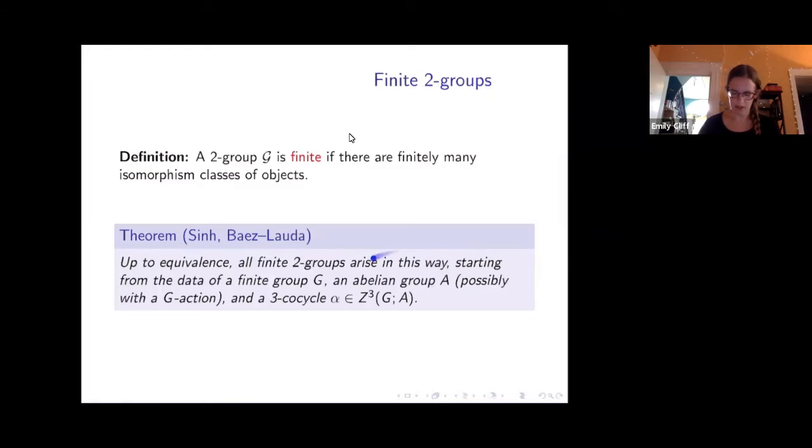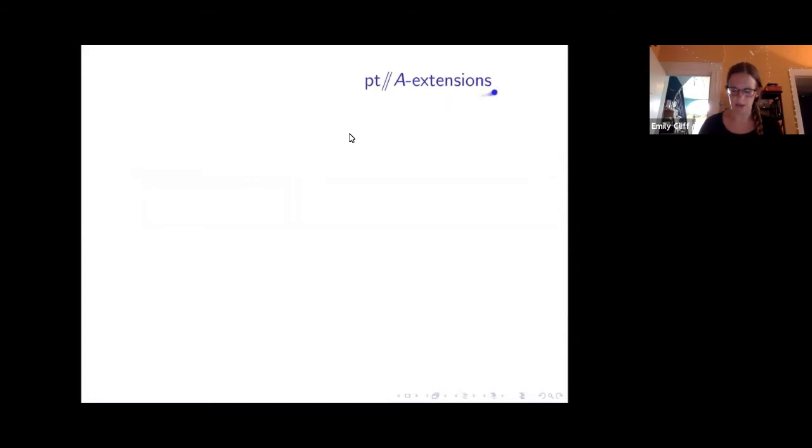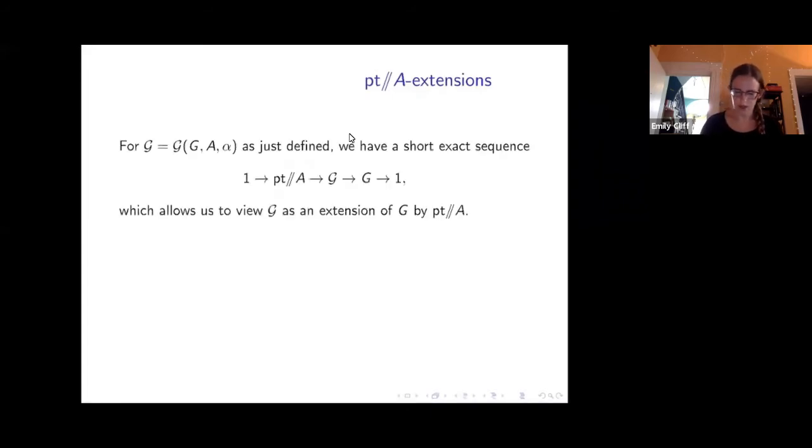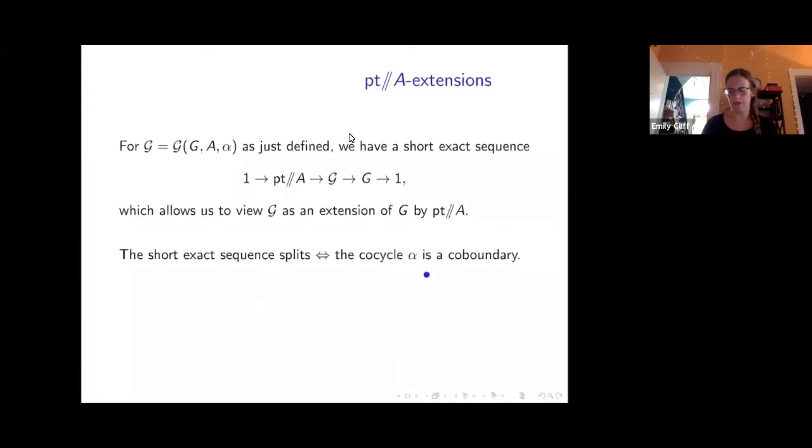And one way to think about this classifying data is in terms of extensions. We saw that point mod A is one of our first two examples of a two group. And the curly G that we just defined fits into a short exact sequence of two groups, where we have the boring two group with no morphisms, G, and the two group with only one object, point mod A, and in the middle, we have our curly G. And so we view curly G as an extension of G by point mod A. We can show that this short exact sequence splits exactly when the cocycle alpha is a coboundary. And we can also show that isomorphisms between things that you could put in the center here, with identity maps for the point mod A and the G, correspond to two cochains showing that the cocycles are cohomologous.